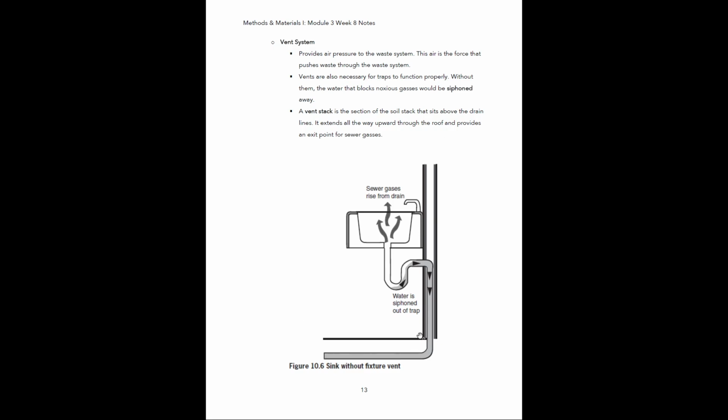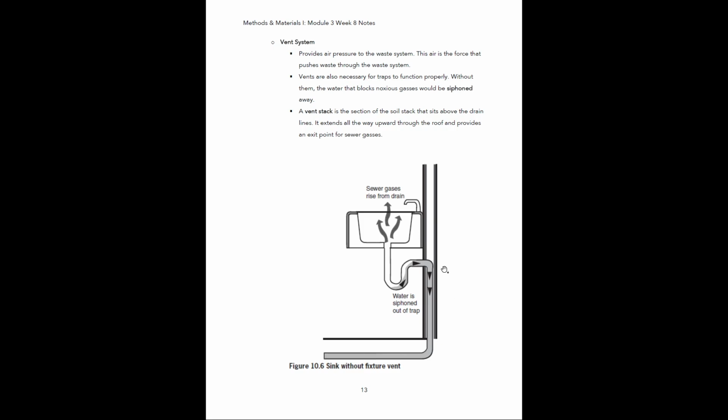So we have to have a way for air to get in from the outside into our plumbing system so that the waste can leave in an effective way. Vents are also necessary for traps to function properly. Without them, the water that blocks the noxious gases would be siphoned away.